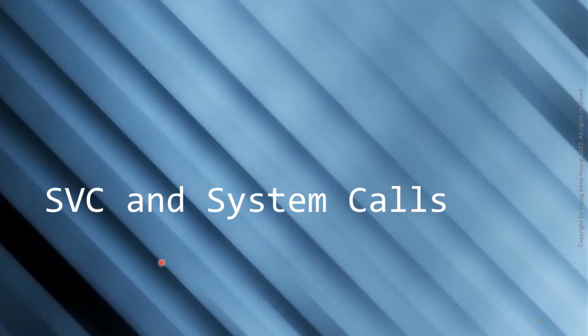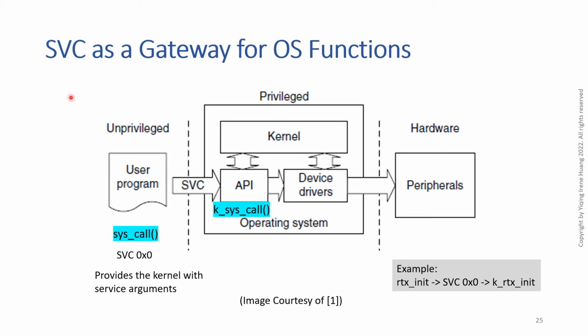We just finished talking about exception handling, and you may wonder why we are studying this. Simply because we need to introduce you to the SVC and system calls. The SVC stands for supervisor call. It is a software interrupt and it will trigger an exception. And system calls rely on the SVC mechanism to trap into the kernel. To write a system call, we use SVC as a gateway.